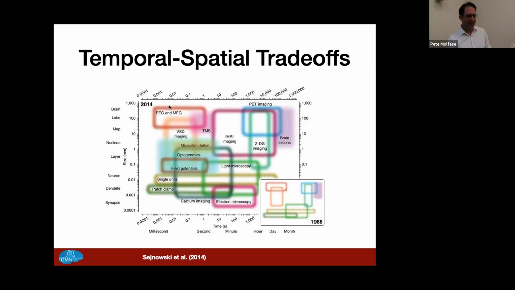This figure, nicely updated in 2014, and you can see the old one here from 1988 with many fewer modalities, has time, the temporal domain, along the x-axis, and the spatial domain on the y-axis. You can see that EEG and MEG are pretty good at getting to does it happen in the brain? Does it happen in a particular lobe? Or does it go into a map? So centimeters of resolution. Whereas fMRI is considerably slower, but we can get down to the layers of the brain, feed-forward and feedback models, things like that.